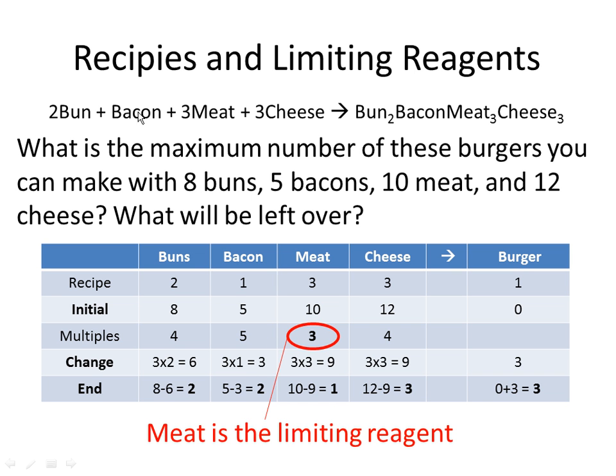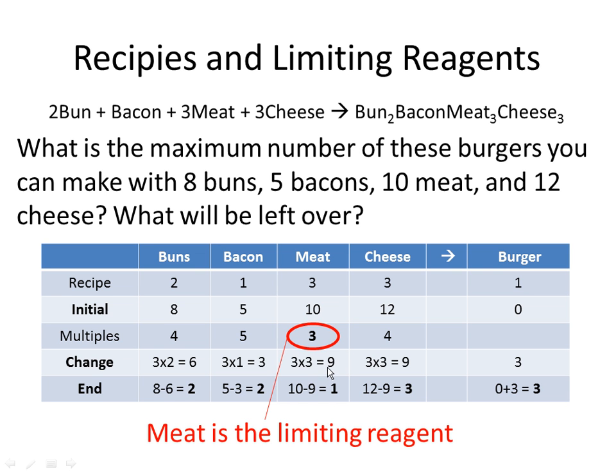So since there's only 1 bacon and I run it at a scale of 3 times over, it's going to end up just being 3 times 1 is 3. That's the amount of bacon that gets used up. I start off with 5. I end up with 2 because I subtract the 3 from the 5, and that's what I end up with when all the burgers are made that I can make.